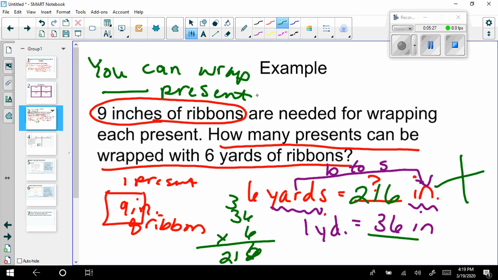presents. So now this is our next step. Each present is 9 inches, so we have to take 216 now and divide that by 9, and that's going to tell us how many presents we can wrap.